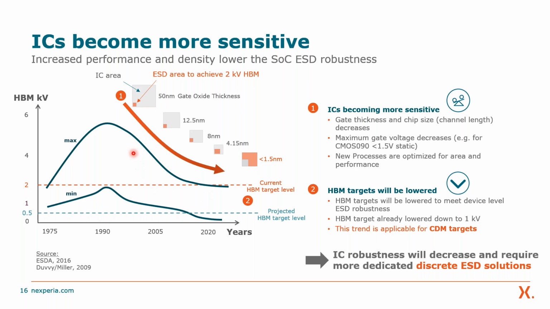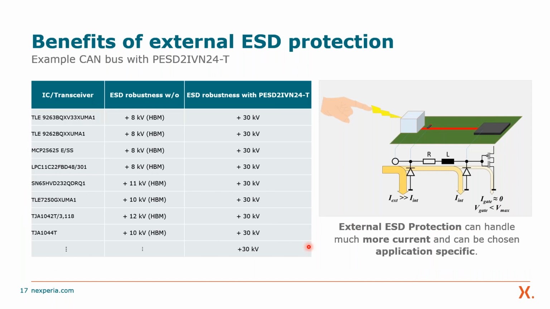What you also see here is a trend of the human body model targets for high-speed interfaces. They were lowered within the last couple of years. So the general trend is that ICs become more and more sensitive. As such, device level robustness might be sufficient for the assembly process, but in order to have a good system level robustness, we need more dedicated discrete ESD solutions and an external protection concept.